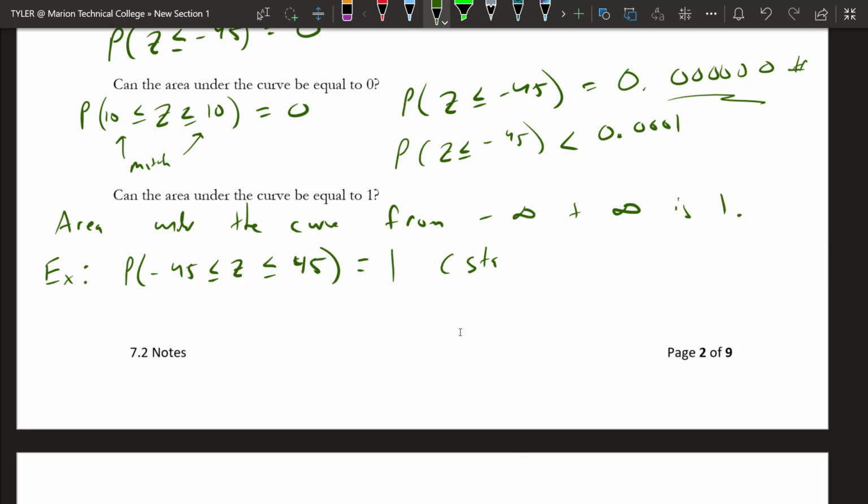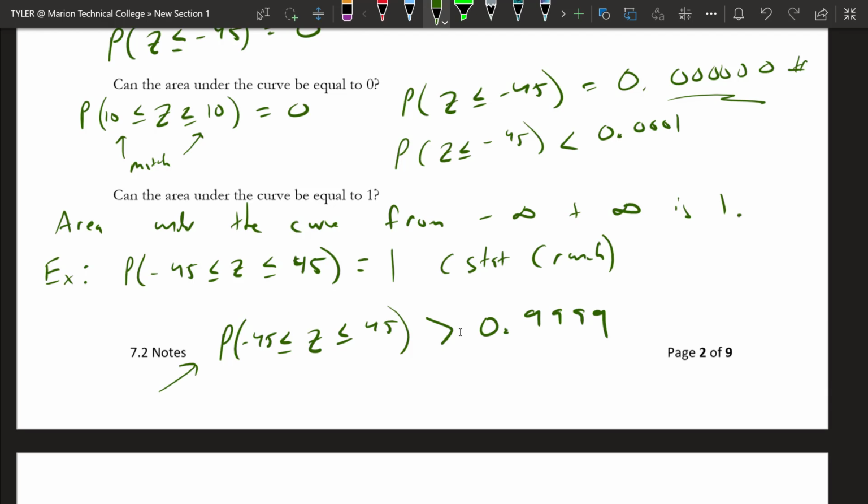So StatCrunch, but it's going to be basically 1. So typically what we would say is that if you find the probability between negative 45 and 45, for example, this would be greater than 0.9999. So this is more correct than being equal to 1. So these are just some ideas to be aware of.